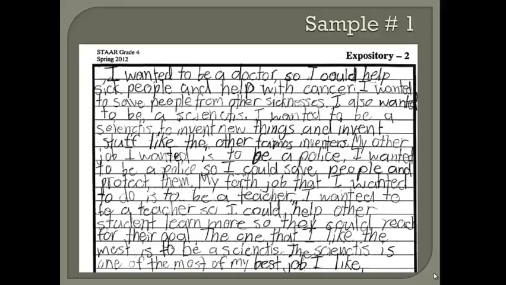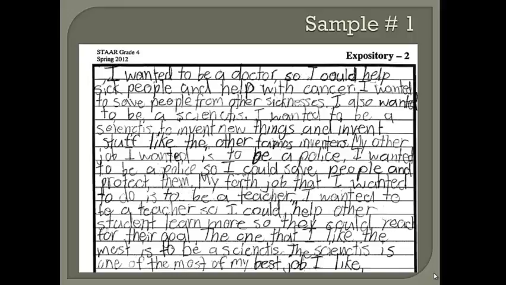Did they write in an expository way? Did they tell us what they wanted to be and why? Well, they did. But why did it get a 1? Development, to me. It wasn't developed enough because there were, I don't know how many central ideas here. So under organization there were several. It wasn't clear what the central idea was.